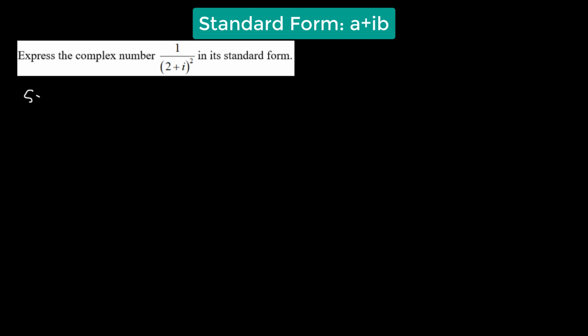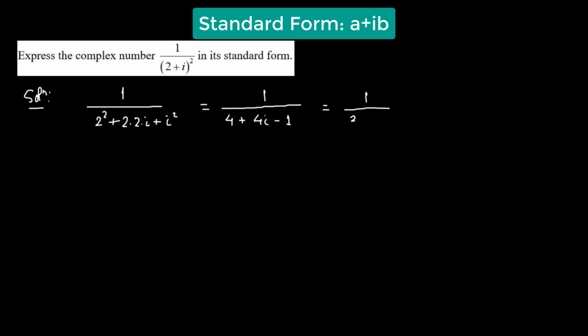So let us begin by first expanding the complex number given in the denominator. So we have 2 squared plus 2 times 2 times i plus i squared. And that gives us 1 over 4 plus 4i minus 1, which will be equal to 1 over 4 minus 1 is 3, plus 4i.